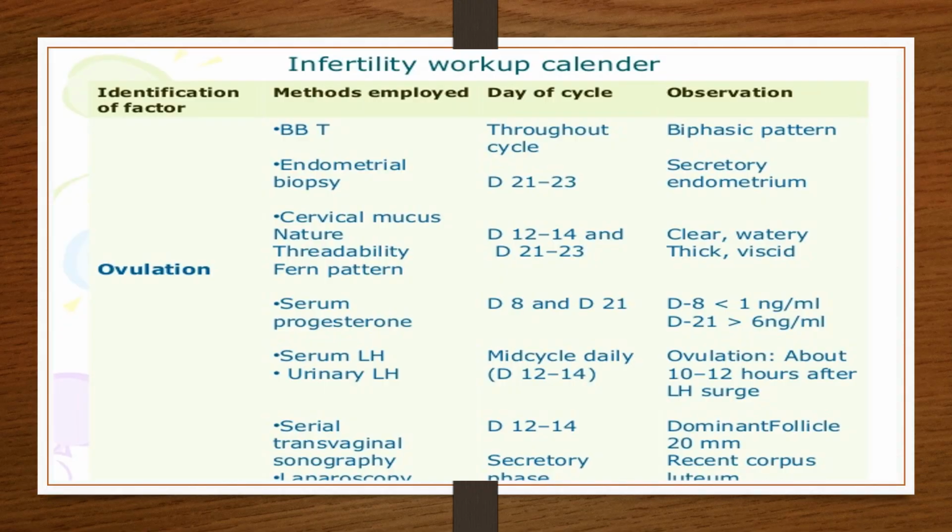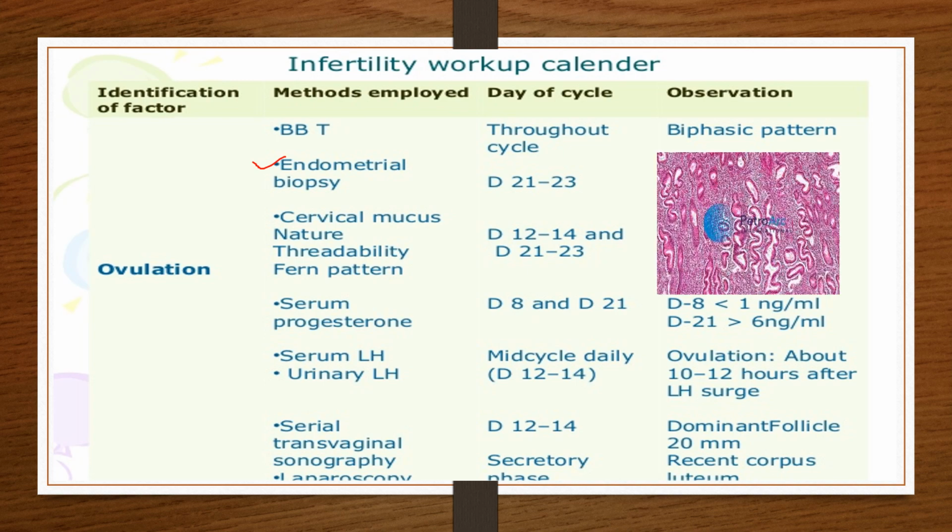So these are the investigations for the ovulation factors. The endometrial biopsy at day 21 and 23 will show the secretory endometrium. This is the picture of secretory endometrium. We know that there will be very tortuous glands present over here. There will be tortuosity of the spiral vessels, and secretory changes will be there. So these are the secretory changes in the endometrium.